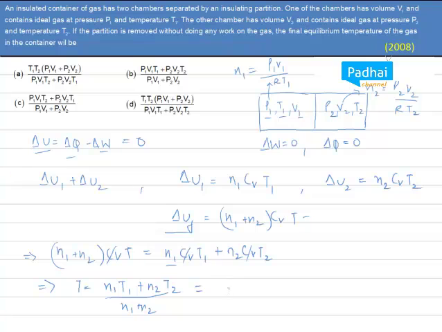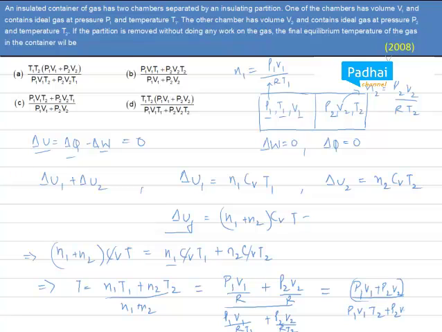Or I can now substitute the values of N1 and N2 in this equation. So what will that be? P1 V1 by R, because T1 and T1 will cancel out, plus P2 V2 by R, divided by N1 plus N2, which is P1 V1 by R T1 plus P2 V2 by R T2, right? So I can write it as P1 V1 plus P2 V2 in the numerator, divided by P1 V1 T2 plus P2 V2 T1, all into T1 T2, right? So this should be the answer basically. That means option A is correct.